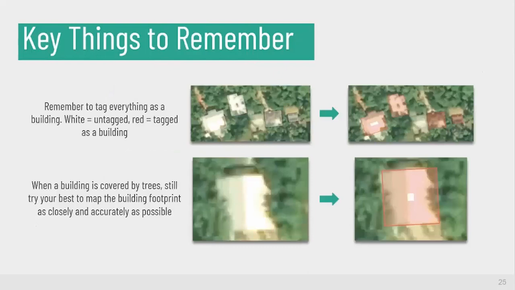Another thing is on tagging features that you've mapped. Remember to tag every feature that you've mapped, be it roads, be it water features, be it buildings. As you can see on the left hand side, buildings that are not tagged are outlined in white, but when they have already been tagged, now they are outlined in red.